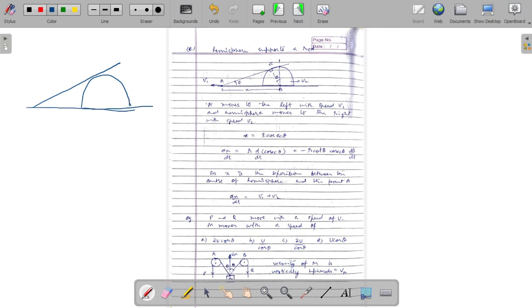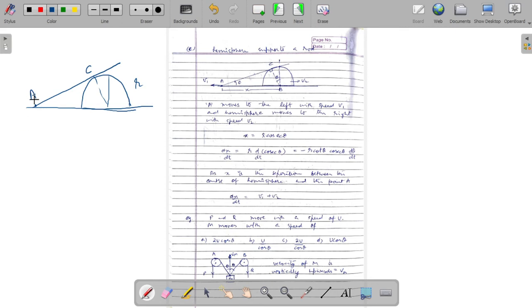And you have a hemisphere. Let's say the radius of the hemisphere is some r. The rod is extending over this hemisphere, and it is touching this hemisphere at some point C, and let's say this is the other end of the rod, A.